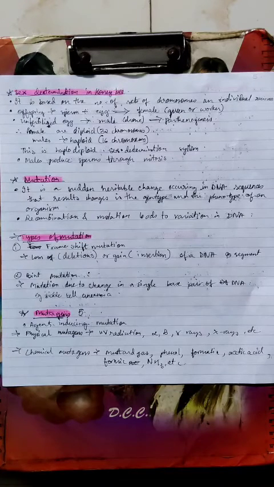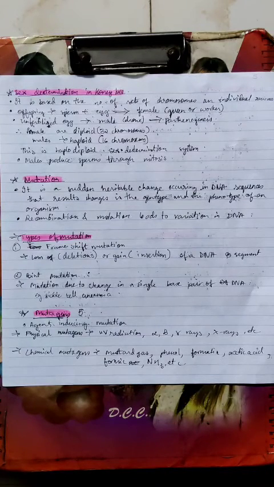Example of this is sickle cell anemia. Genes are located on chromosomes, so mutation results in an abnormality. Chromosomal aberrations are seen in cancer cells.